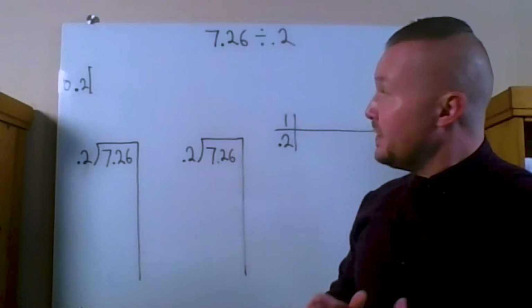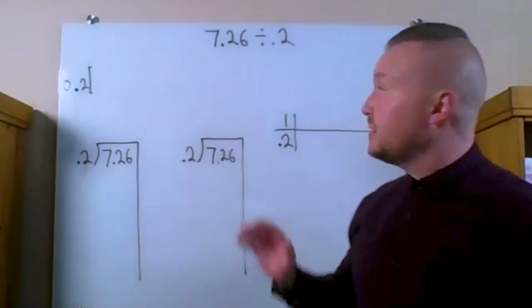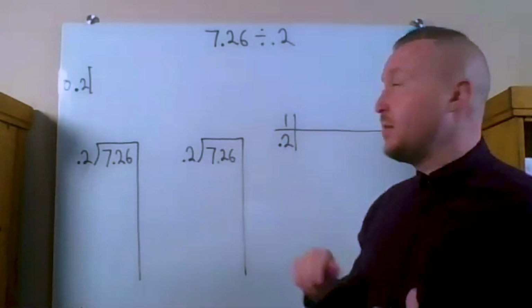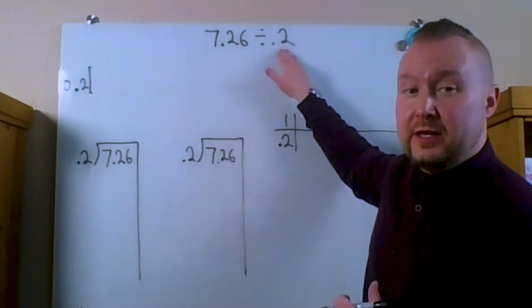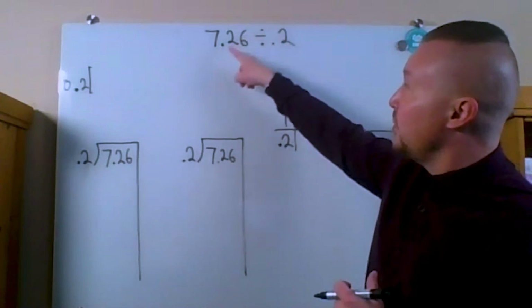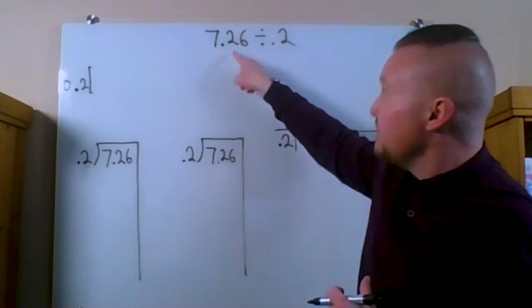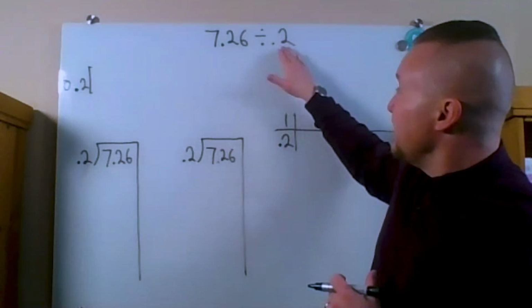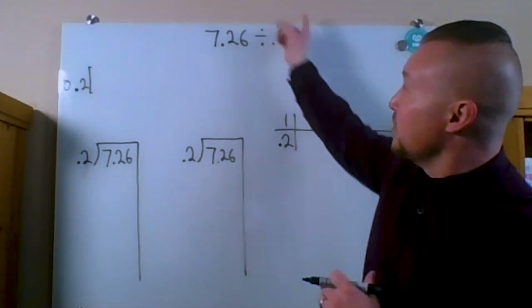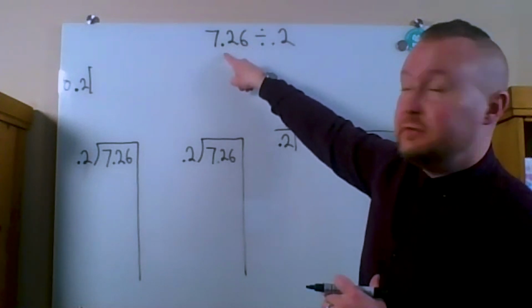Now, one thing that's really important with these methods is I'm going to think of this question the whole time I'm working on this: How many 2/10 compose 7 26/100? Or how many 2/10 are in 7 26/100? So I'm thinking about how many iterations, how many copies of that divisor does it take to build that dividend?